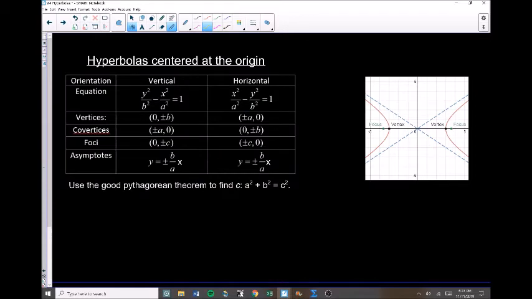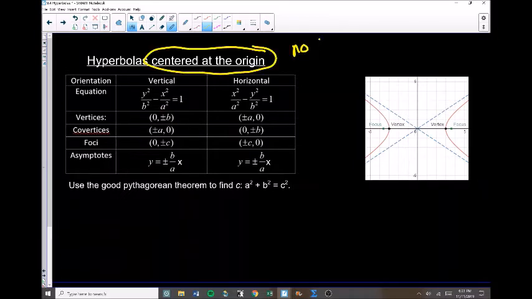So here are the equations for hyperbolas, and here's an example of one with a horizontal orientation. Again, we just have our a's, b's, and c's like we always do. The ones that we're going to be doing in this class are going to be centered at the origin, so there's not going to be any h or k term. H and k are just 0, really. We're just going to be messing with a, b, and c.